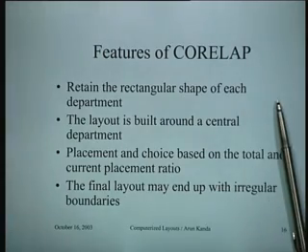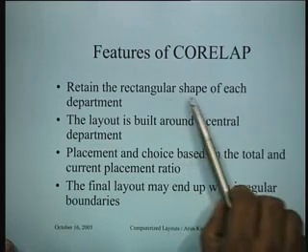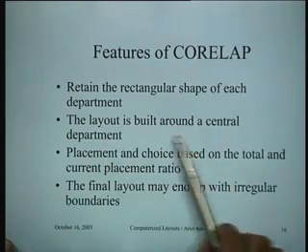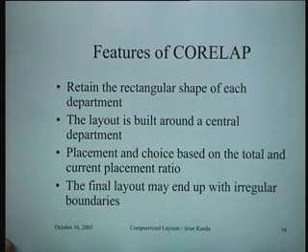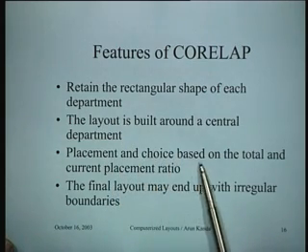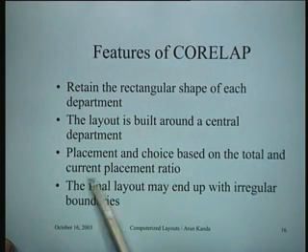Then you have a block of two departments, one department and the next department. Then it has its own boundary. Then you pick up a third department and place it along that boundary of the two departments, wherever according to the placement you are getting the best value of the objective function, and so on. You continue this. This was the attempt in Core Lab to experiment with rectangular shapes, and the layout is built around a central department, and the choice is based on the total and current placement ratio.